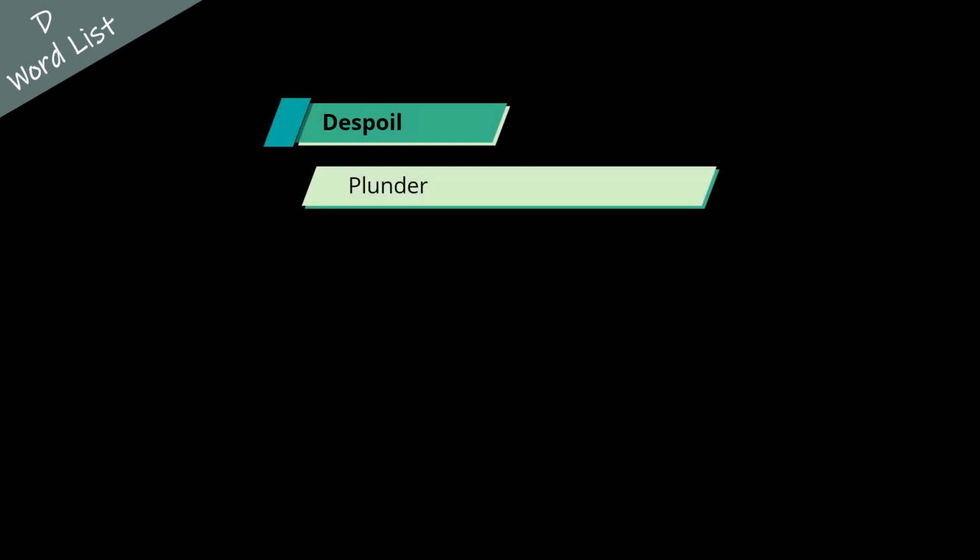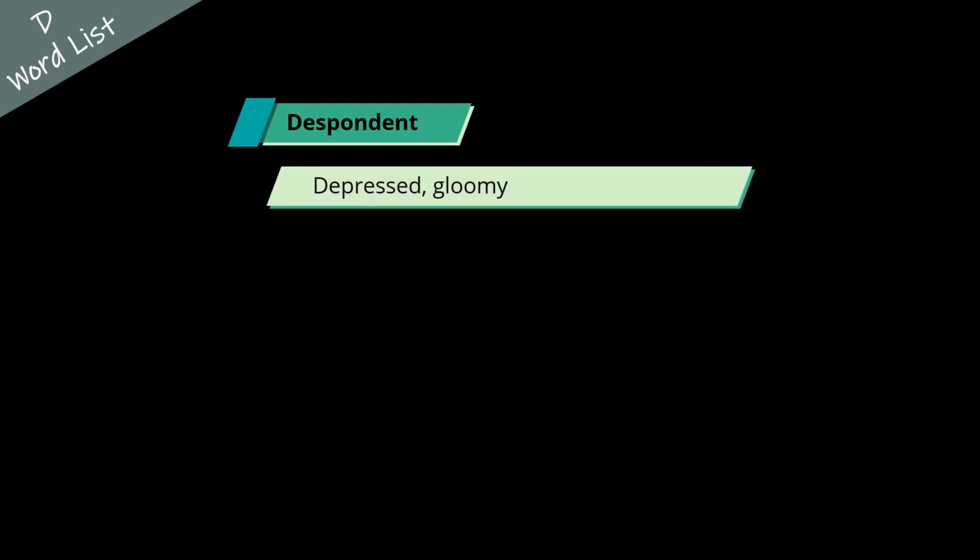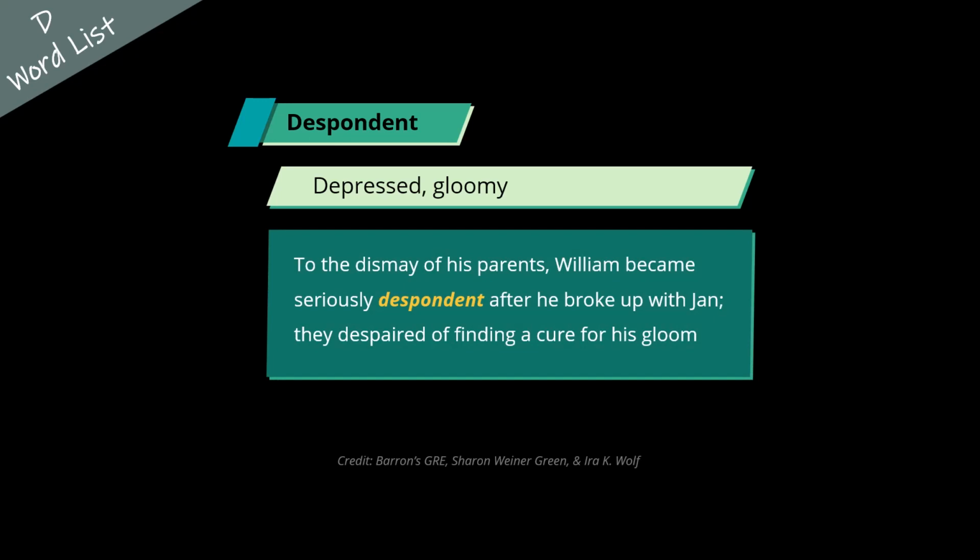Despoil means plunder. For example, if you do not yield, I am afraid the enemy will despoil the countryside. Despondent means depressed, gloomy. For example, to the dismay of his parents, William became seriously despondent after he broke up with Jan. They despaired of finding a cure for his gloom.